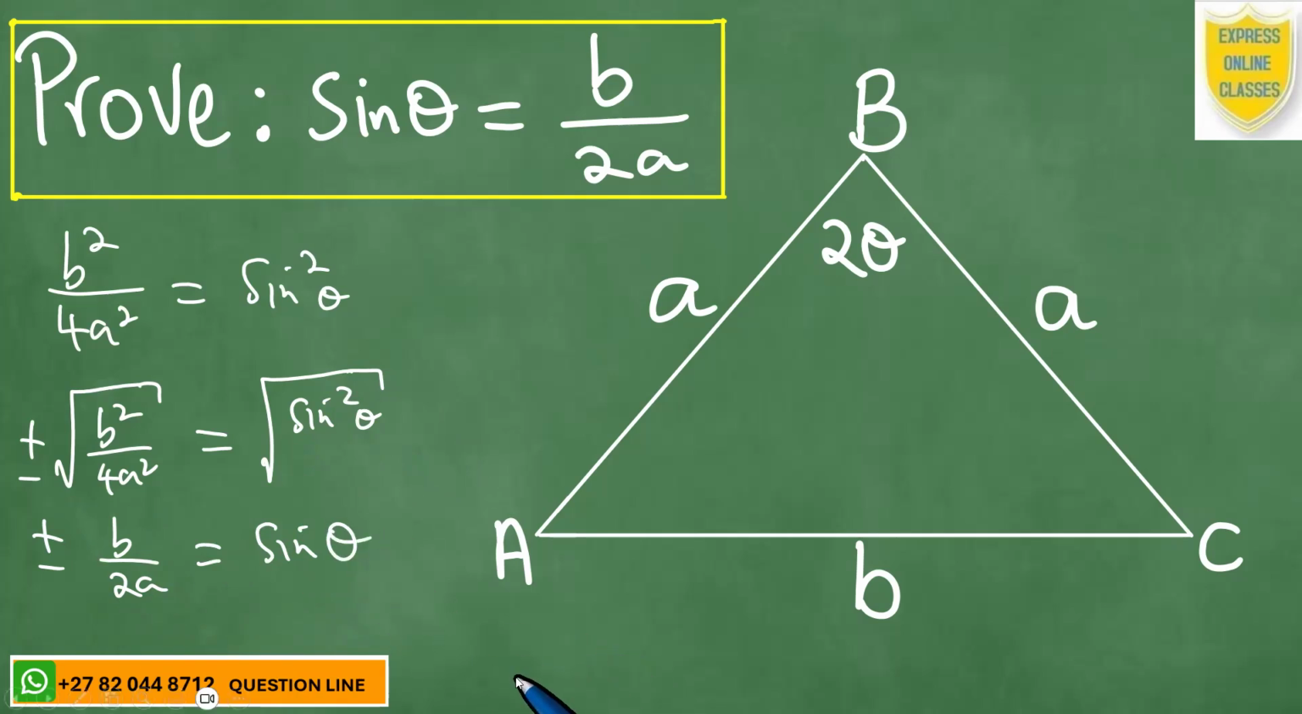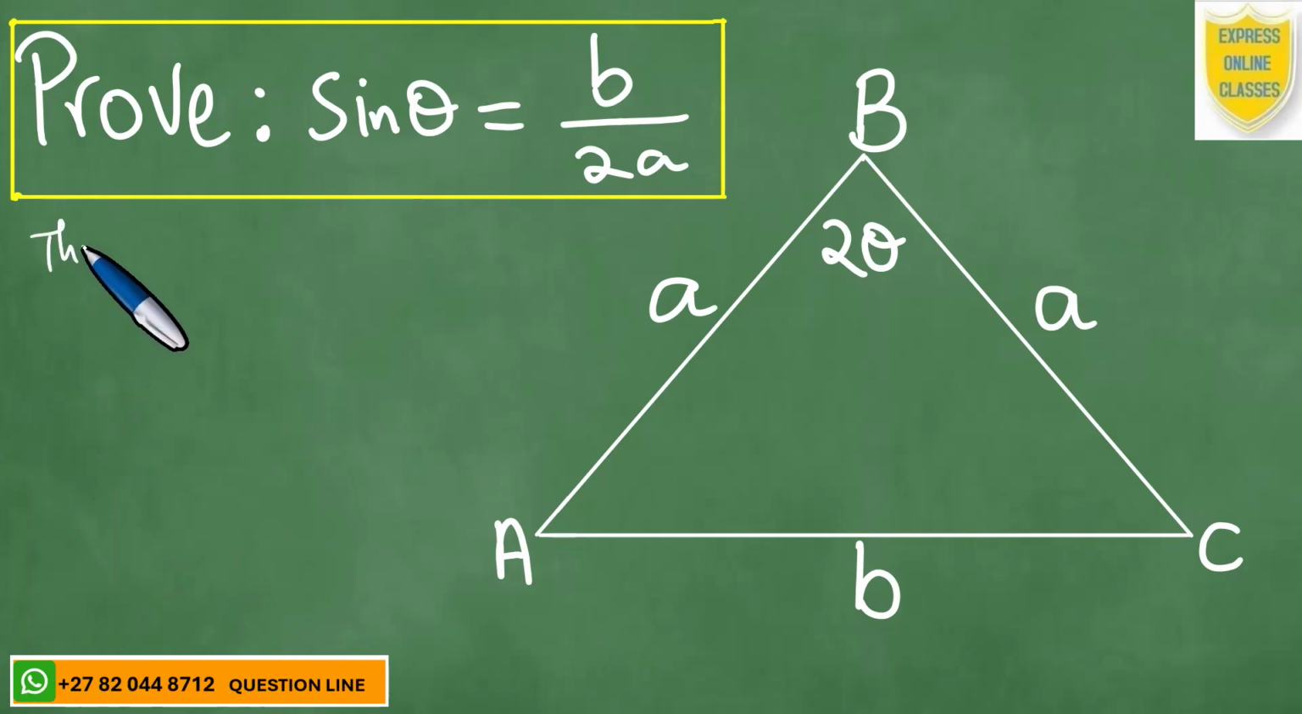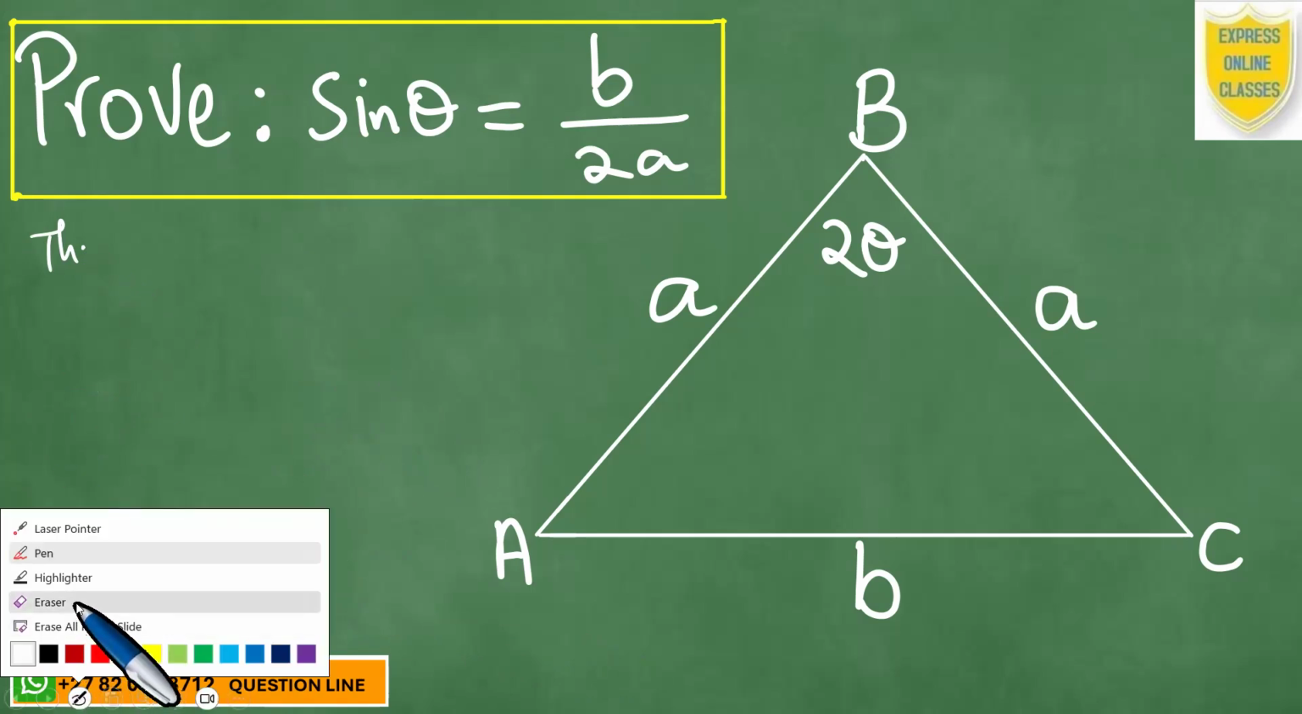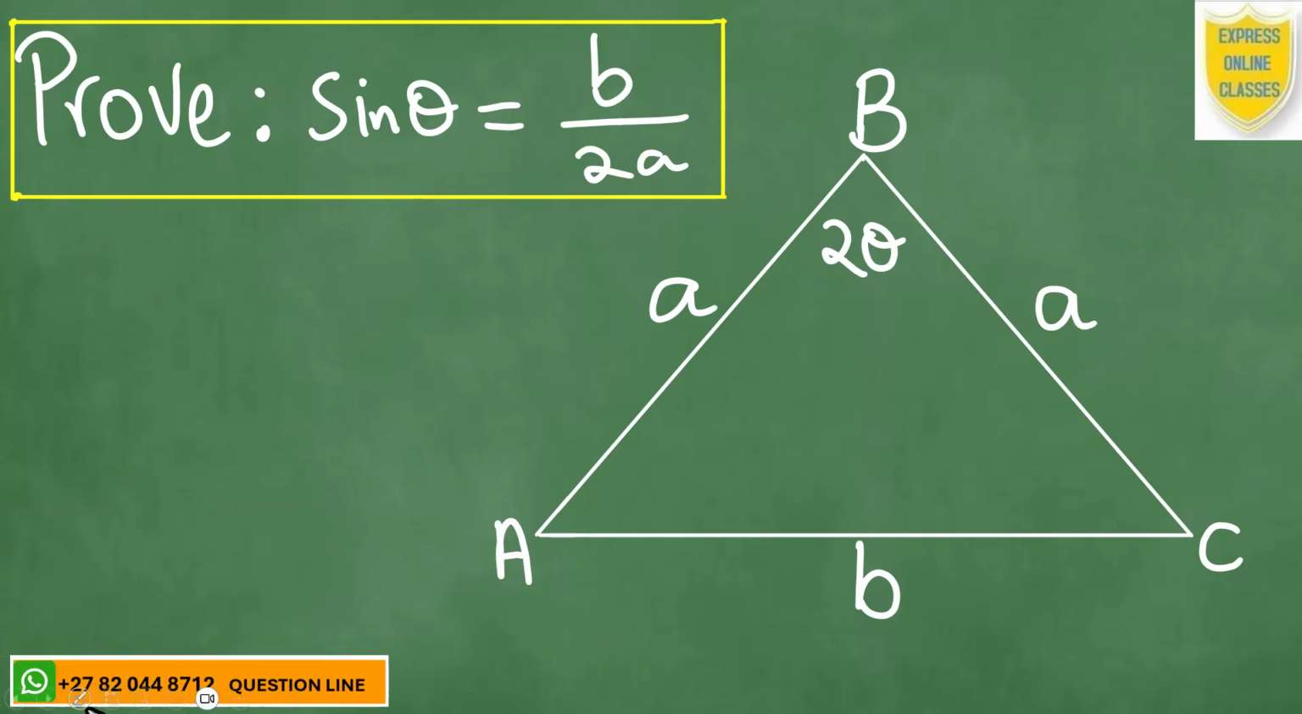So we have that the sine of theta is plus or minus b divided by 2a. Right, it's plus or minus b divided by 2a.